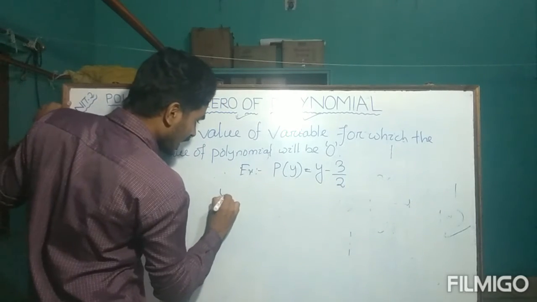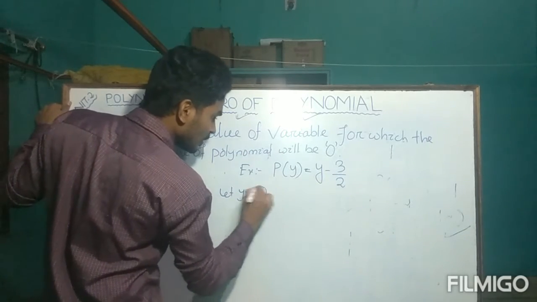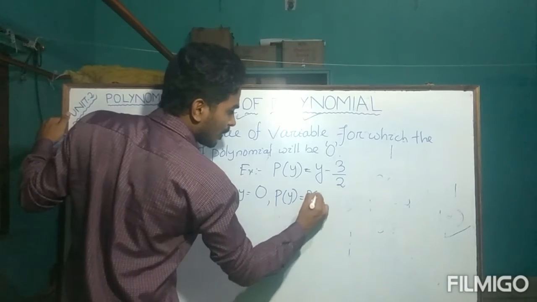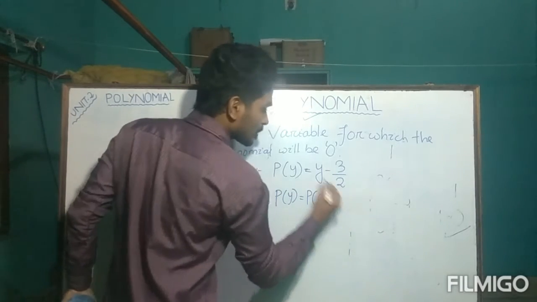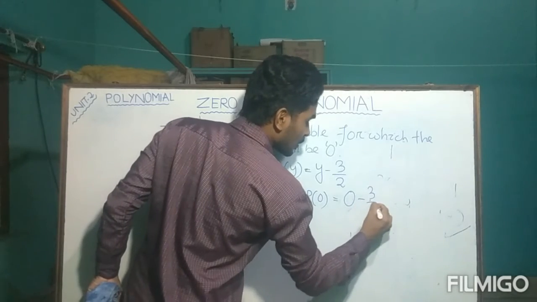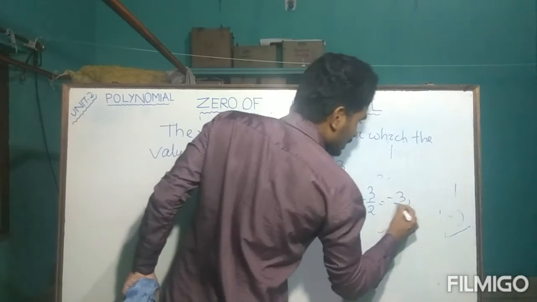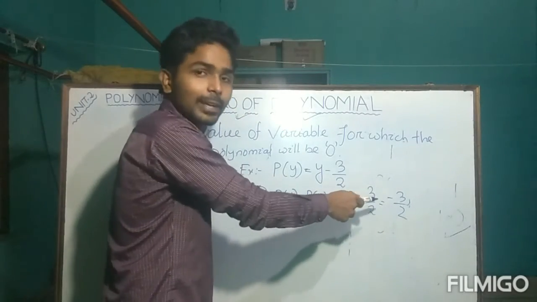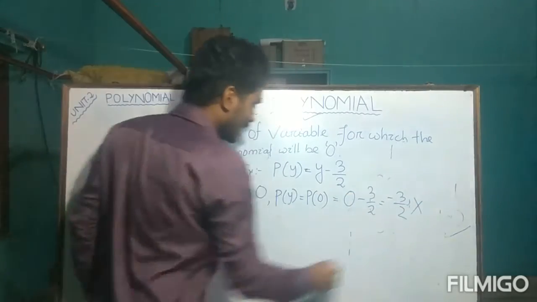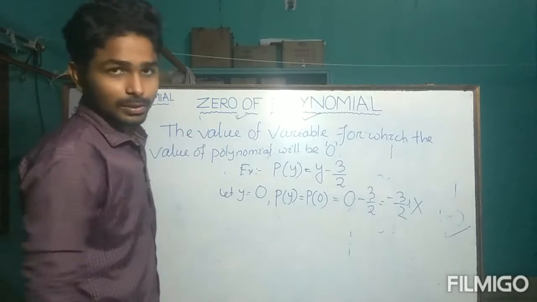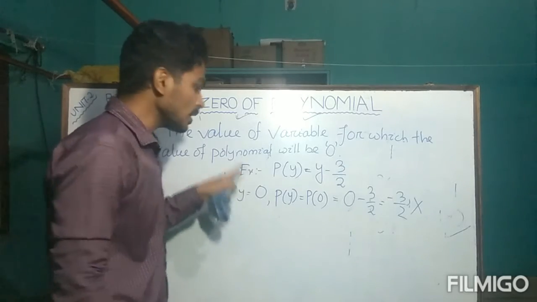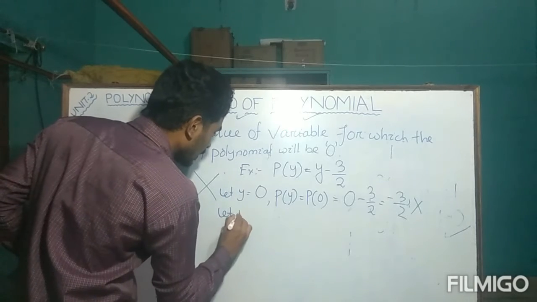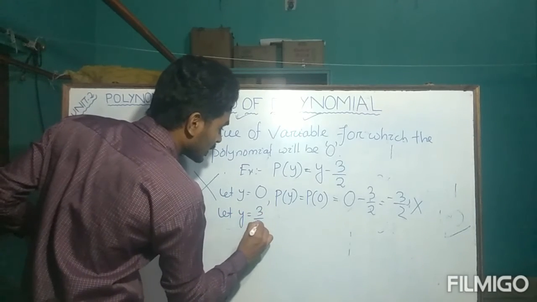Suppose we put y is equal to 0. So p of y will be how much? P of 0. In the place of y you put 0. So 0 minus 3 by 2 is minus 3 by 2. Does the value of the polynomial become 0? No, it is not 0 after putting y is equal to 0. So it is not the 0 of the polynomial. Okay, clear?